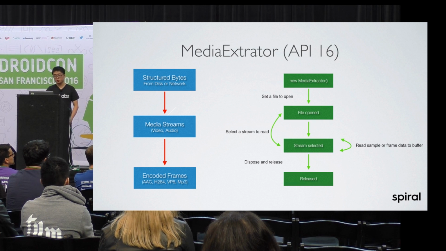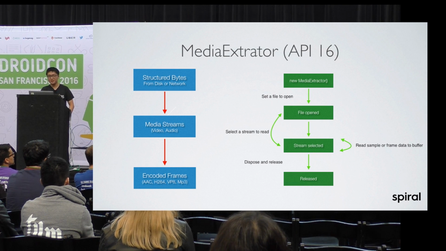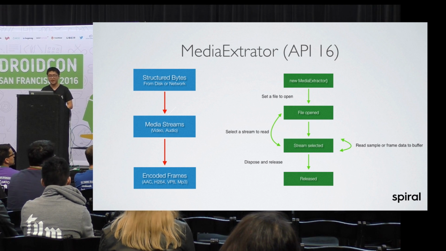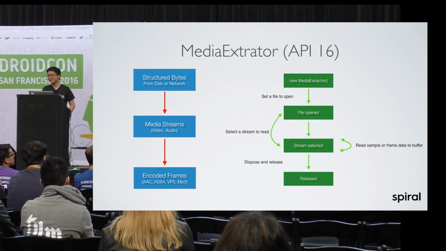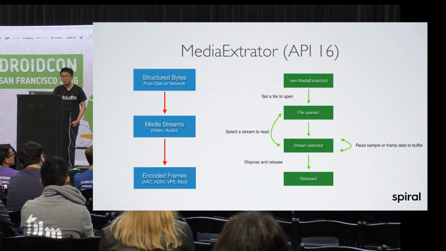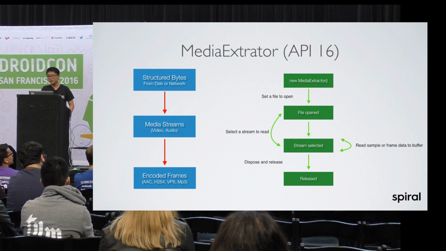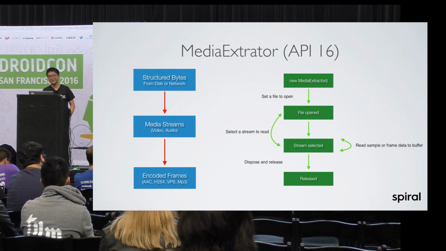In order to get to the MediaExtractor, you just create it and give it a path, and you will open the file or the network destination. You'll have access to all the streams. You pick the streams that you want, and you read the sample data into a buffer to be processed later, and then when you're done, you can just release it.